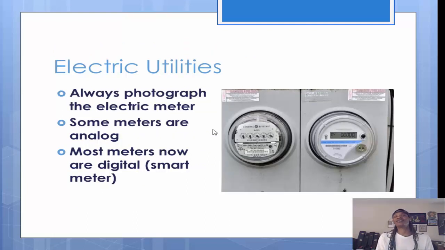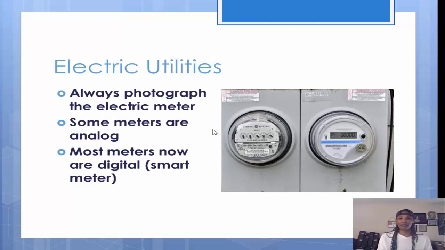All right, so let's talk about the electric utilities. One thing that you want to do, you always want to photograph the electric meter. All right, it doesn't matter if it's analog or digital, because they do come in different types. However, the analog won't help you very much, but I always get a picture of it regardless. All right, because it does have meters on there, and if someone is comparing from one inspection to the next, they can always look at the dials to see if the dials have changed to verify if that property is actually running electric to the property.